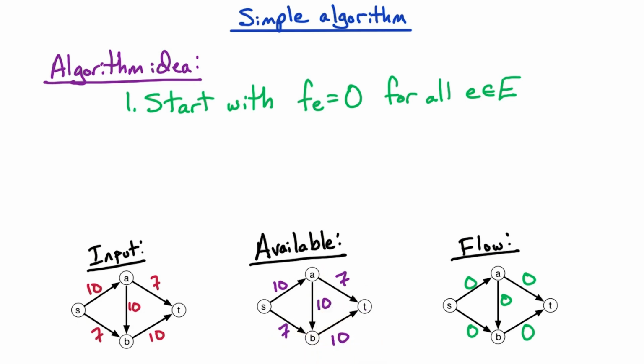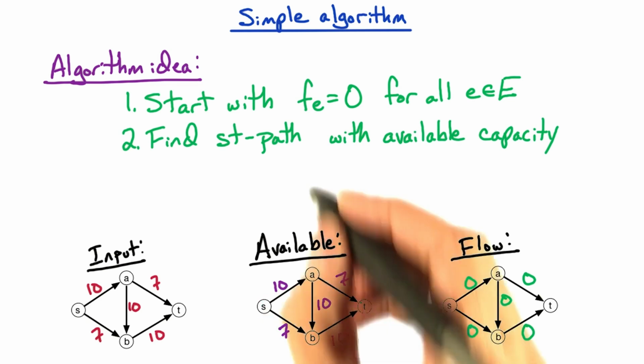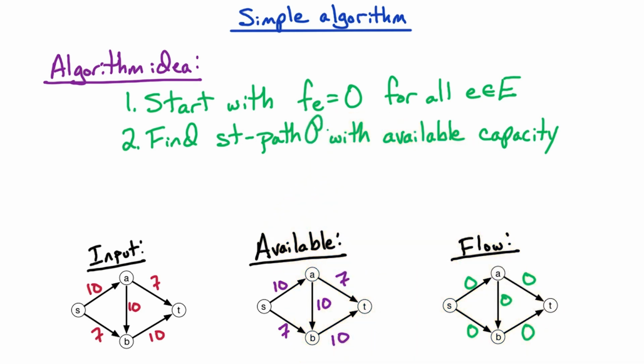Now in order to augment the flow in a valid manner, what we're going to do is try to find a path from S to T in this available capacity graph. So in this graph, we're going to find an S-T path, a path from S to T. Let's denote this path by P. How do we find such a path? Well, we can run BFS or DFS in this graph. Doesn't matter which one. We're not saying anything about which particular path we're looking for. We're just finding any path from S to T where every edge has some available capacity.